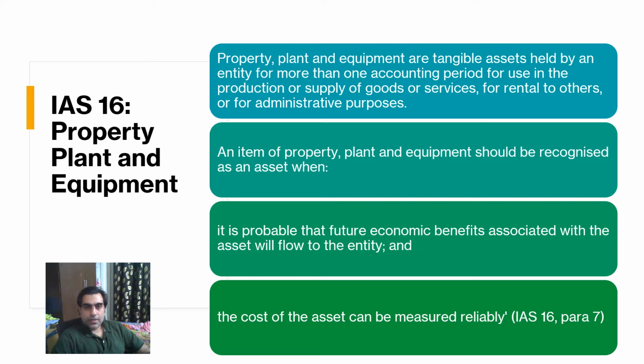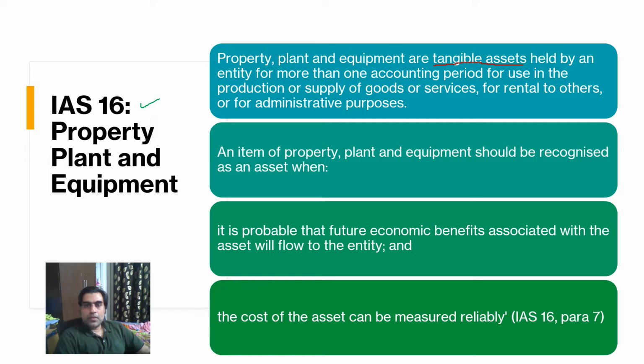Definition of property, plant and equipment as per IAS 16. Property, plant and equipment are tangible assets. It is important: tangible asset means intangible assets will not come under property, plant and equipment. They are held by an entity for more than one accounting period. So this is another important thing: it is for more than one accounting period.